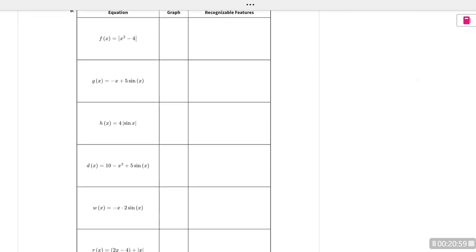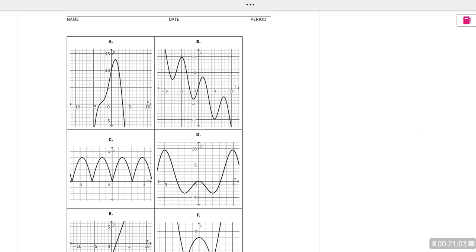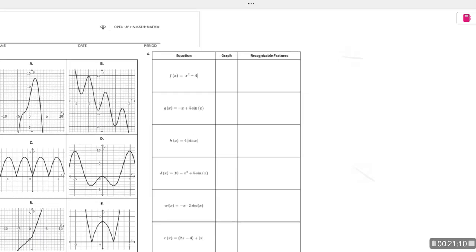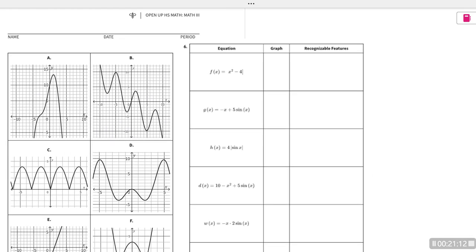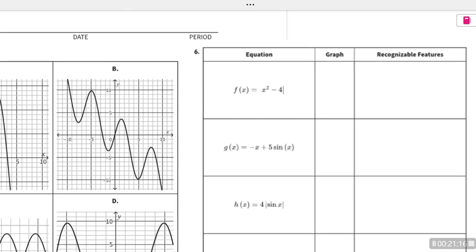Where are our equations at? There are our equations, and there are our graphs. So I'm going to pause and take a screenshot, put these side by side for a second. Okay. So let's start. You can start by looking at the graph and finding the equation, or vice versa. I guess I'll start with looking at the equation and trying to find a graph.